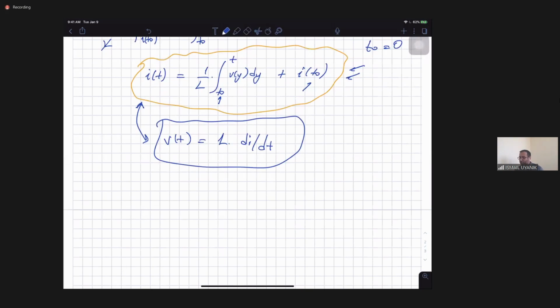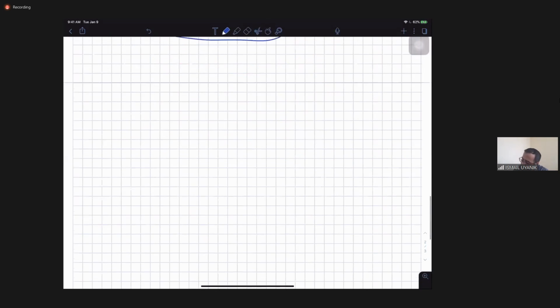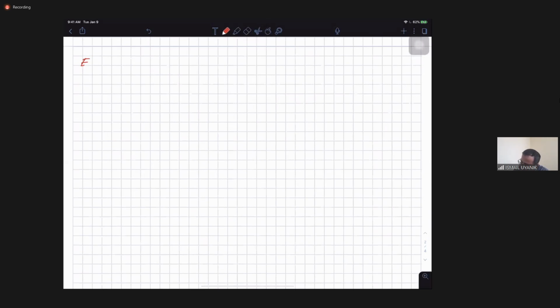Okay, so let's use these two equations on an example so that we can have some practice. I will be writing an example here. Let's say L is 2 Henries. Again, remember the unit. And then Vt is 6 times cosine 5t volts. And then the question is, find i(t) if t0 is minus pi over 2, and the initial current at t equal to t0 is 1 ampere.